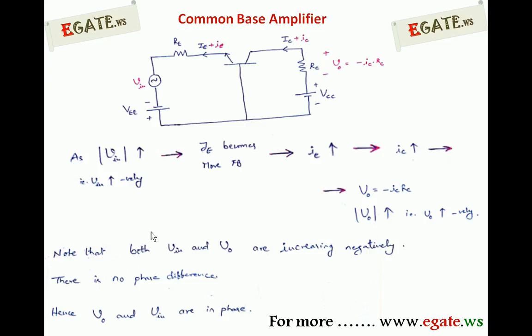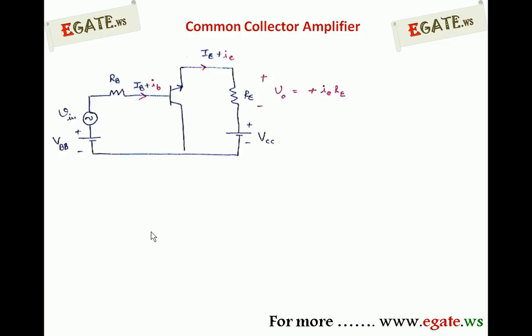Now we will see about the common collector. This is a simple common collector amplifier along with V input, because we have already seen how to apply the DC bias and how to apply the AC signal. Here VBB creates capital IB current that results in capital IE, whereas small V input results in small IB that again results in small IE. For V0 we are only considering the AC voltages, so it is treated as IE RE, because the current is flowing in the same direction, plus to minus. So V0 is plus IE RE.